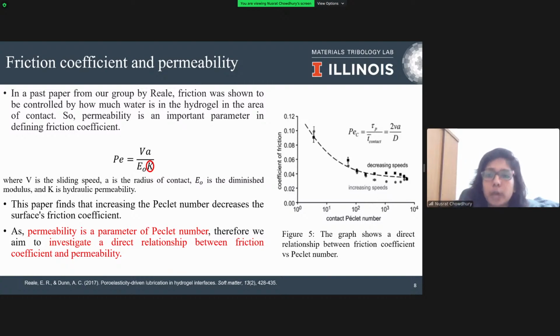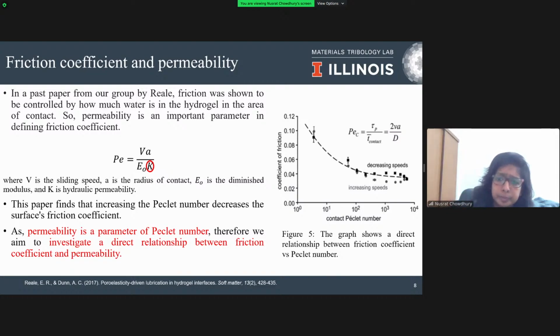In the graph, you can see the friction coefficient versus Peclet number. What is the Peclet number? The Peclet number is the ratio of advection to diffusion. In the graph, they found that with higher Peclet numbers, the friction coefficient decreases.